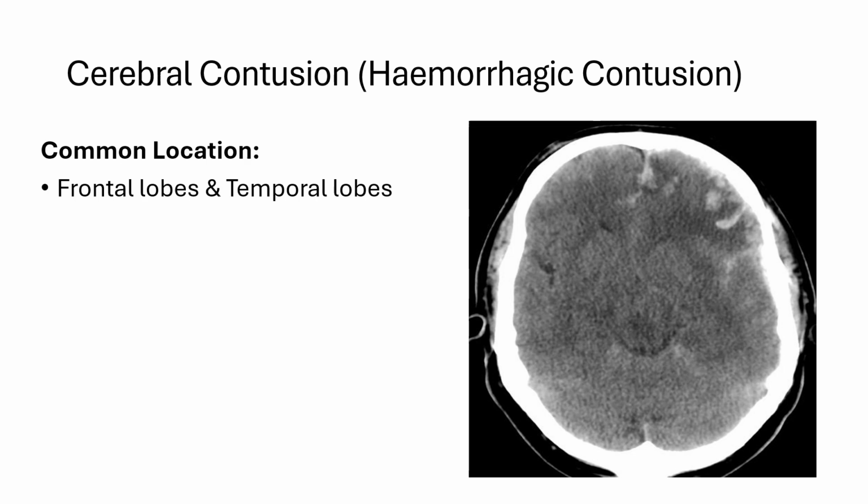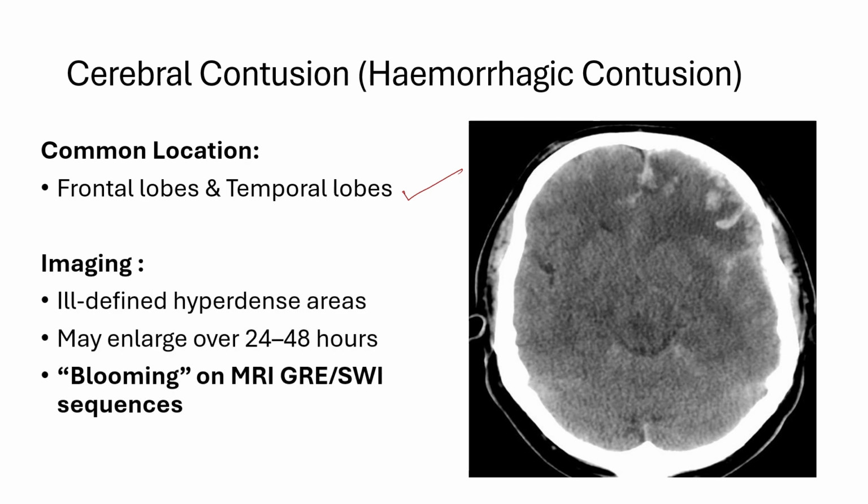Cerebral contusion or hemorrhagic contusion. So this is due to brain parenchyma injury, and its common locations are the frontal lobe and the temporal lobes. So these are important for the MCQ purpose. Frontal and temporal lobes are the most common sites of cerebral or hemorrhagic contusion. Imaging findings are ill-defined hyperdense areas, as we can see here, associated with brain parenchyma edema.